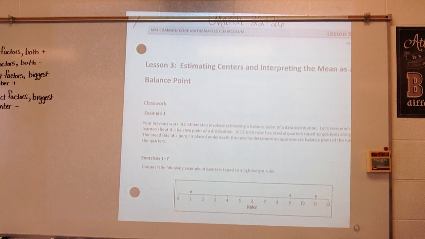Example number 1 states this. Your previous work in mathematics involved estimating a balance point of a data distribution. Let's review what we learned about the balance point of a distribution. A 12-inch ruler has several quarters taped to positions along the ruler. The broad side of the pencil is placed underneath the ruler to determine an approximate balance point of the ruler within the quarters.